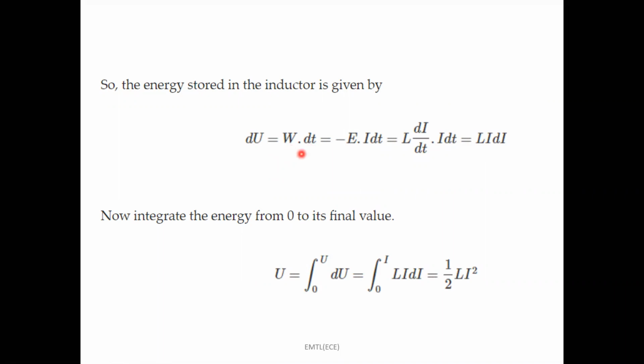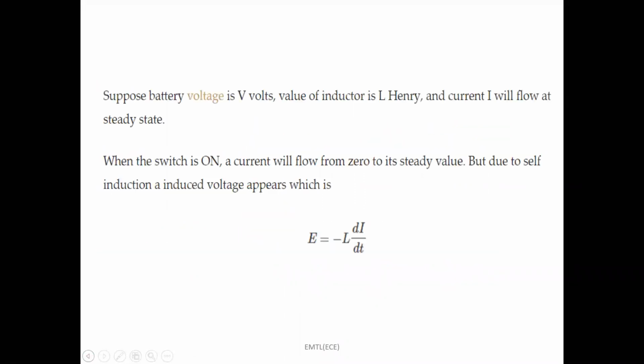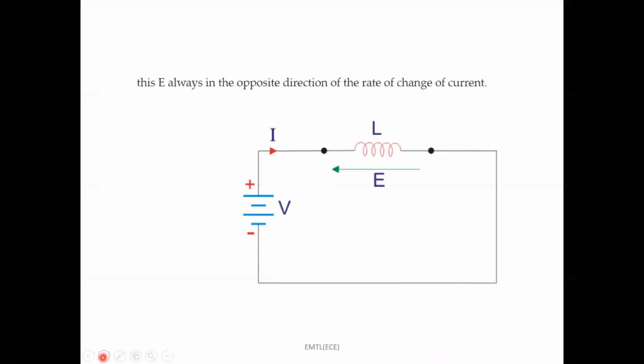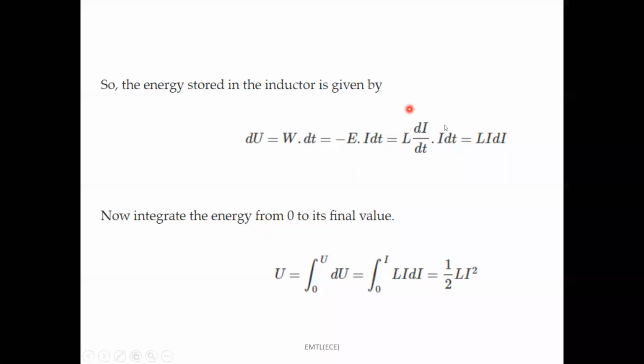But W is the power. Power is expressed as minus E into I. E means induced EMF or voltage also. Now the induced EMF is expressed as L into di by dt. That we already discussed at the starting point. Induced EMF in an inductor is expressed as E is equal to L di by dt. Now by simple cancellation of dt and dt, we get L I di.